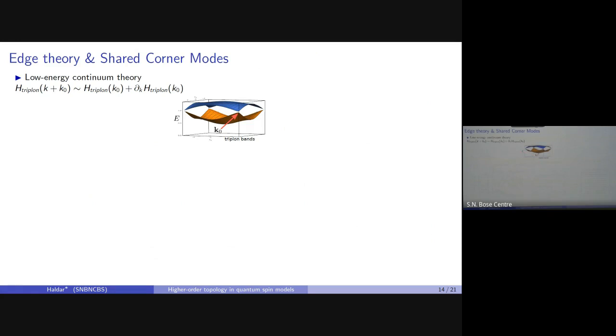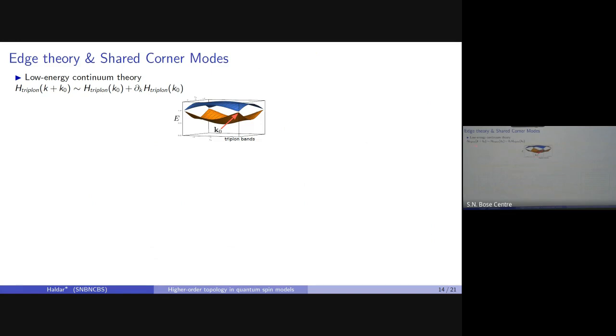That is what I'm going to do in the next few slides. First I'll start using edge theory. I'll motivate that your edge theory is indeed first order topology. To do that, you plot out your bands for your triplets, and then you expand around special momentum points where the band gap occurs, which I denote as k0.